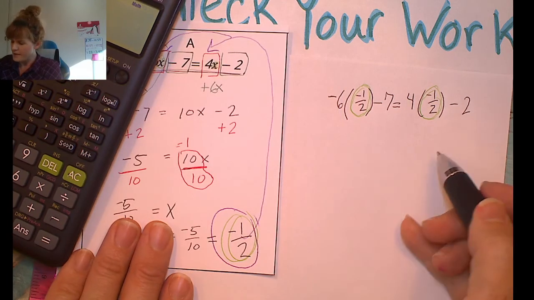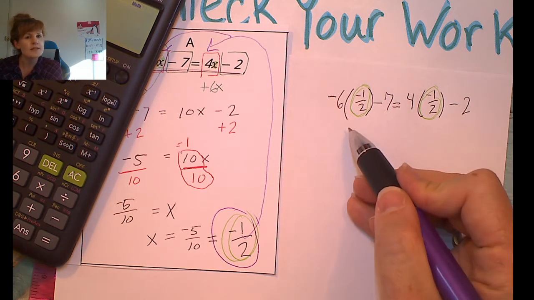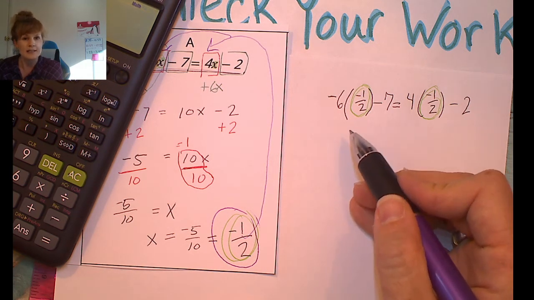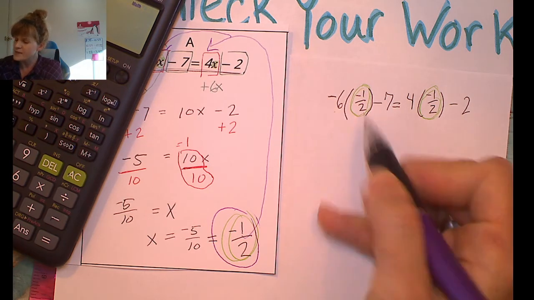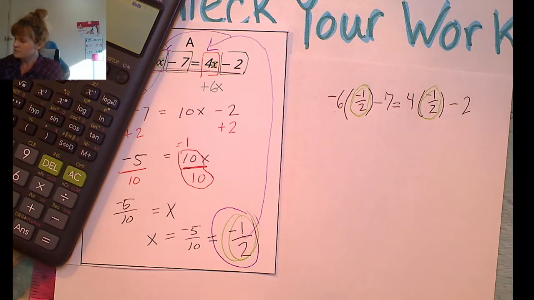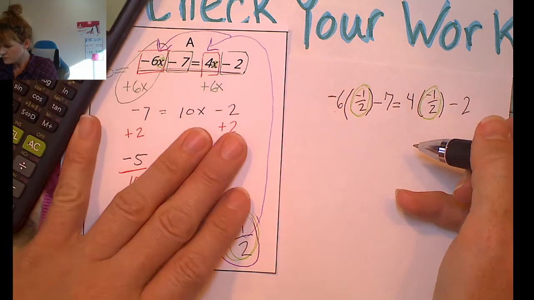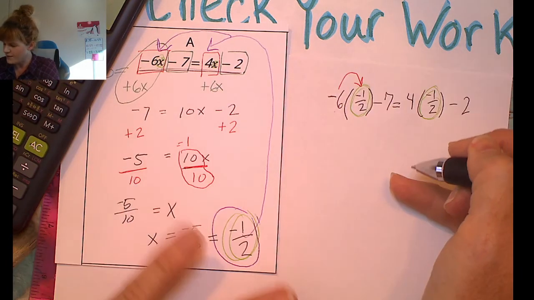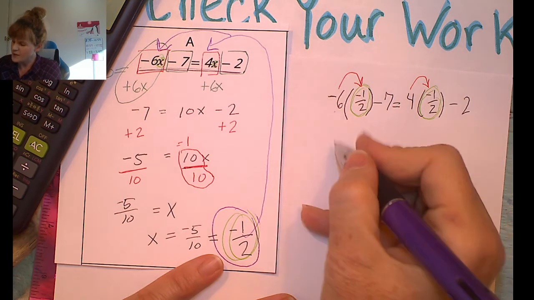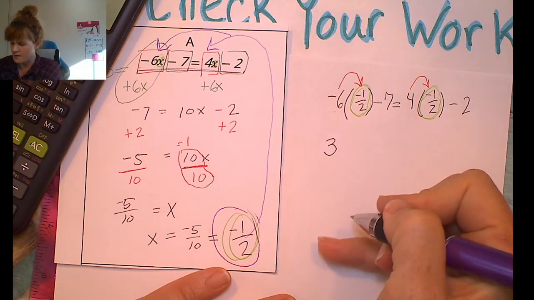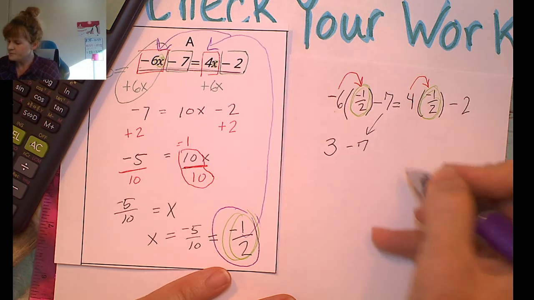Okay, let's do the math. If I have solved for x correctly, then the left side of the equation is indeed equal to the right side of the equation. Negative 6 times negative 1/2. Wait a second, let me explain what I'm doing here. Yes, negative 6 times negative 1/2. I have to look at it again, and then there we go. Negative 6 times negative 1/2 is positive 3. And then minus 7 stays the same.